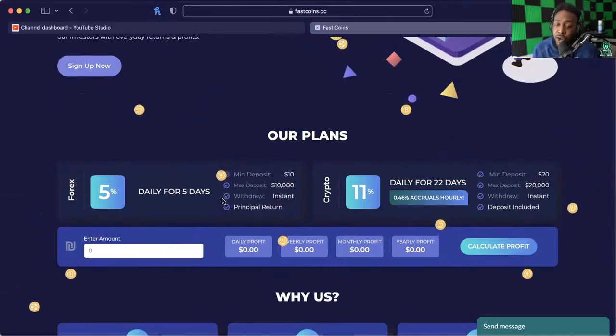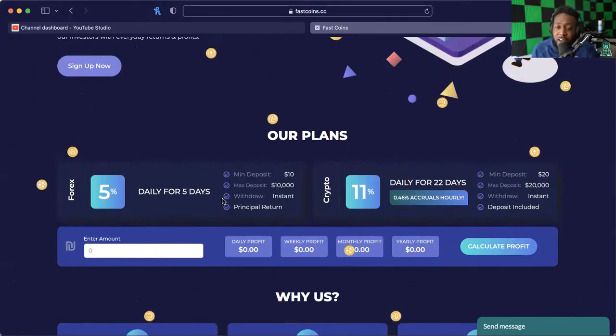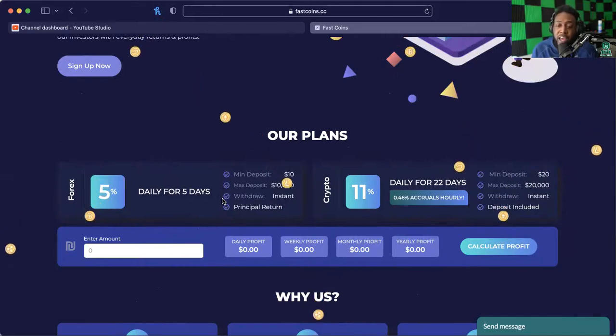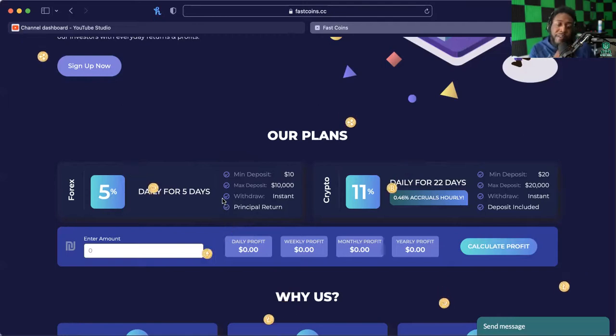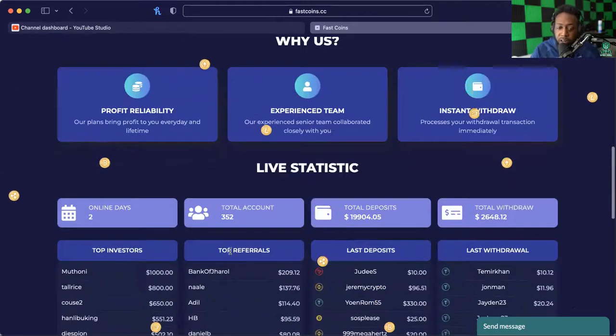Also, they have a crypto plan, which is 11% daily for 22 days. Minimum deposit of $20. Maximum deposit of $20,000. And your deposit is included in your accruals, all right? They have a calculator here for you, so you can let your mind run free about whatever you want to put in there, all right?